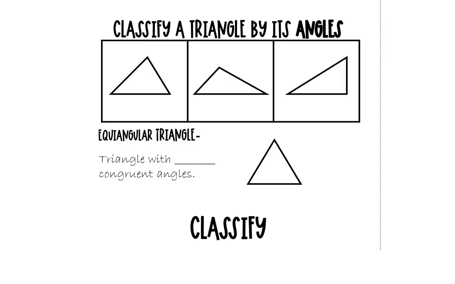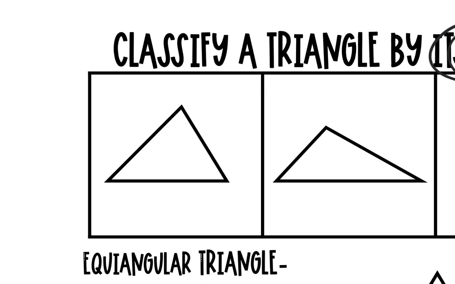It says classify a triangle by its angles. So vamos a seguir clasificando, pero esta vez por los ángulos. Okay, so when I say classify by the angles, not the sides anymore, we're not looking at the sides, we're looking at the angles. The first one that I'm going to talk about is acute.